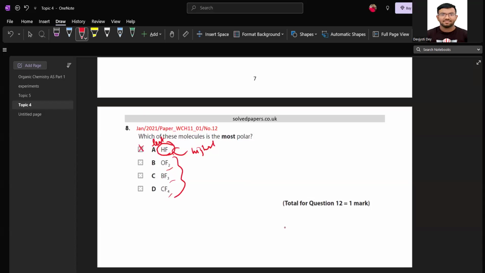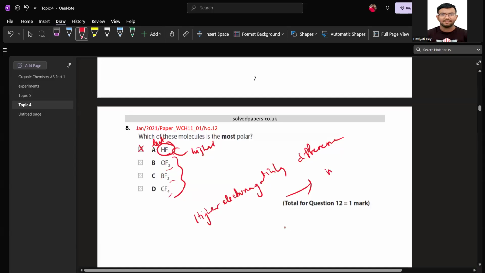So we know, basically it means what? Higher electronegativity difference, more polarity. All right.